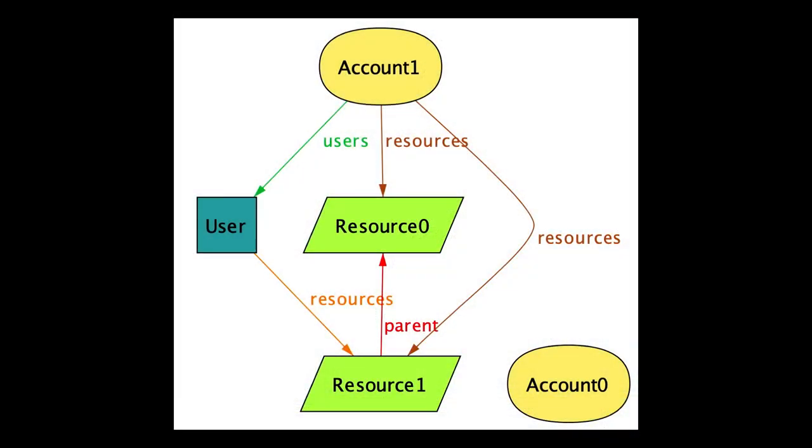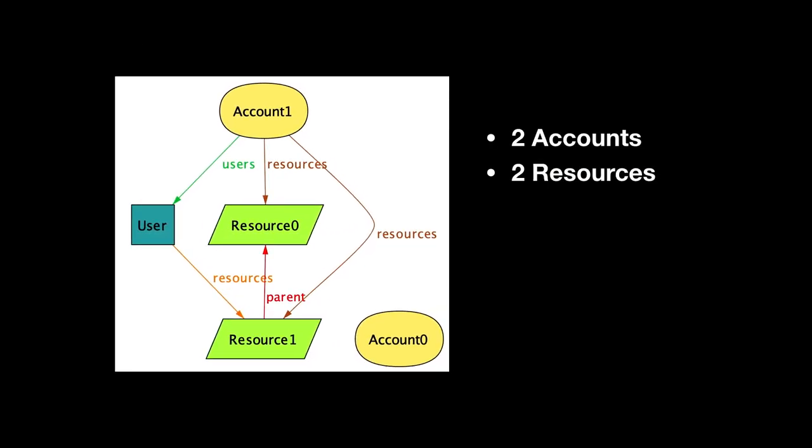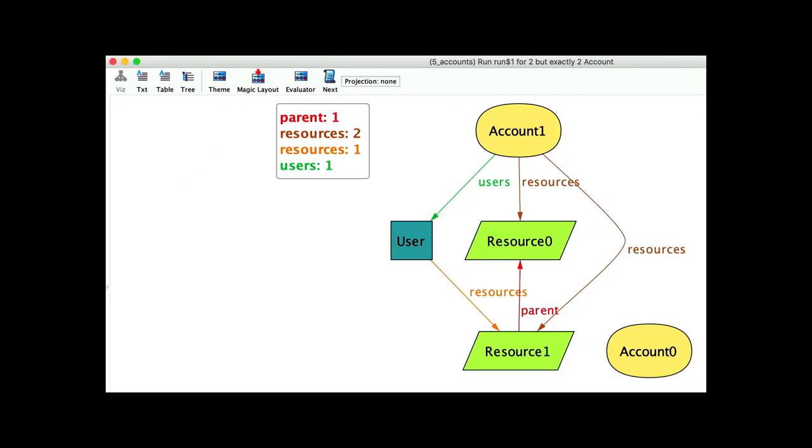I mean, from a diagram level, it makes sense. There's circles and boxes and arrows. But under the scenes, what's actually happening there? Well, we've got two accounts. We've got two resources. We've got one user. That's fine. You know, we had the SIGs for those. But what are the resources and users and parent? Like, what do those arrows actually represent at the end of the day?